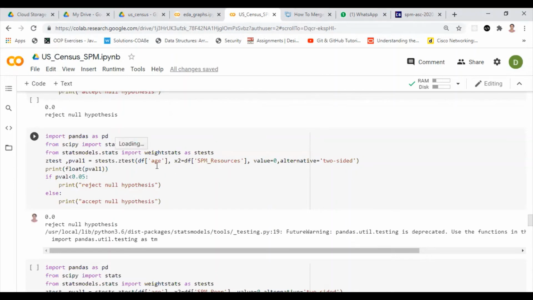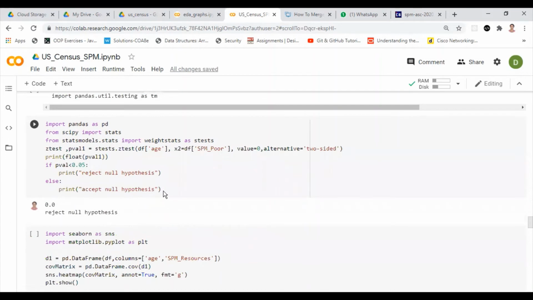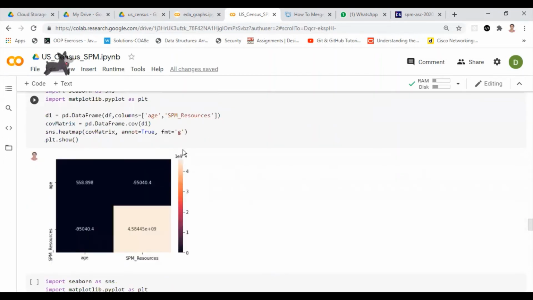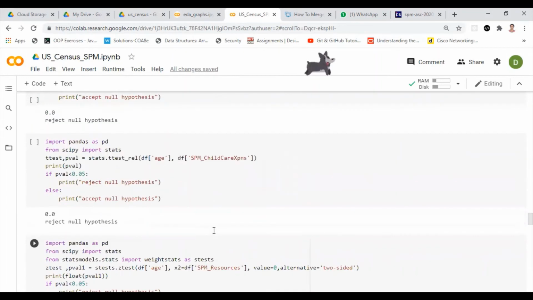Also, Z-test was applied between Age and SPM resources, and here it can be observed that the p-value is 0, which is less than alpha value or level of significance, and hence the null hypothesis can be rejected, and it can be said that there is a correlation between SPM resources and age. Again, the same can be said with respect to age and SPM poor, which probably means that age and poverty are related to each other.